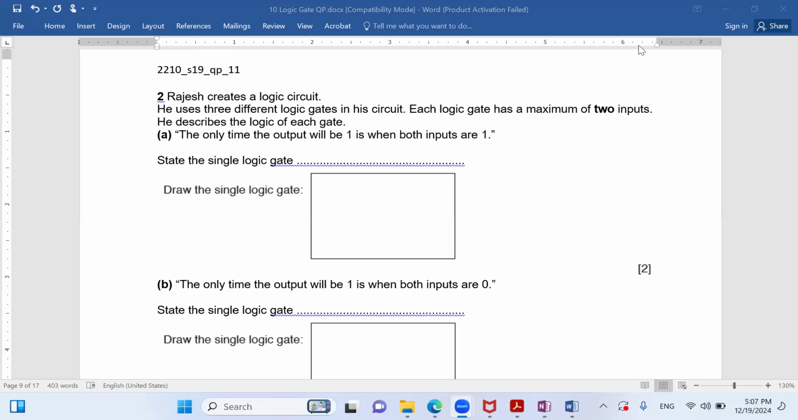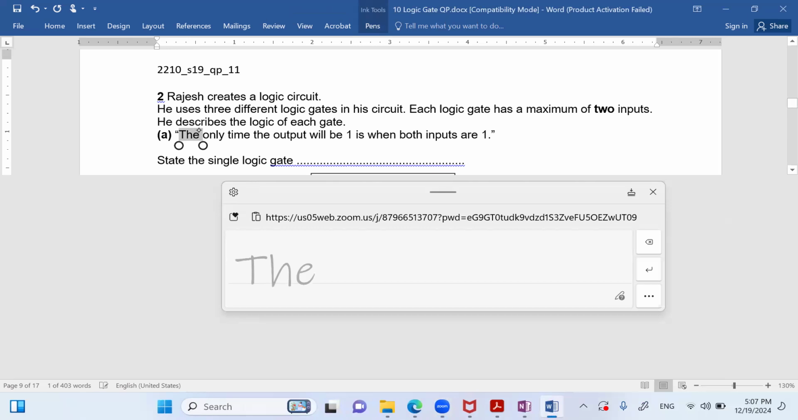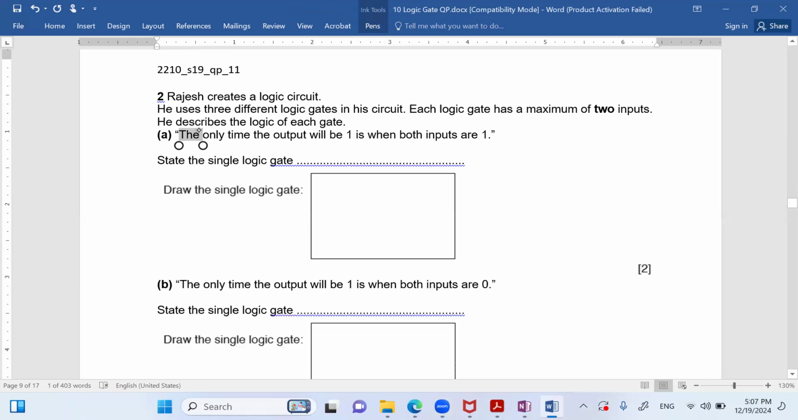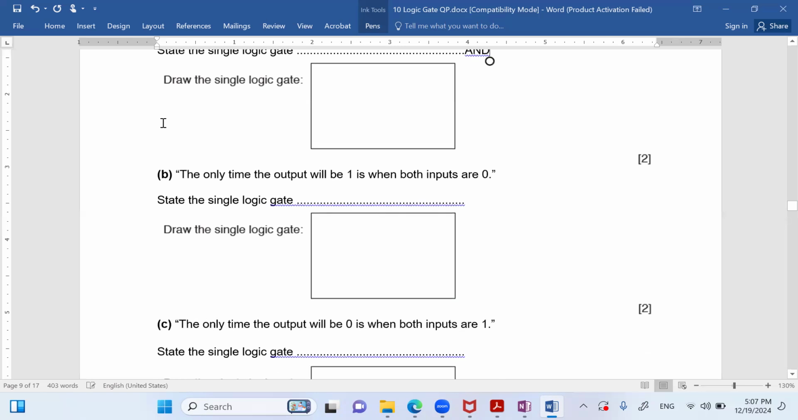Okay, we have a certain situation over here to find out what the logic gate is. The only time the output will be 1 is when both inputs are 1. That's the AND gate. Perfect. That's the AND gate, and we know how to draw it, right? Okay, let's move on to the next one.